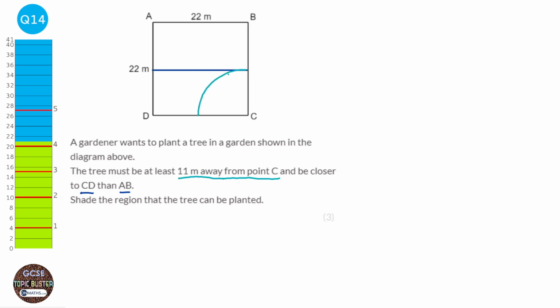And it says shade the region that it can be planted. So this is the region that represents closer to line CD than AB, but also not within 11 meters of point C.